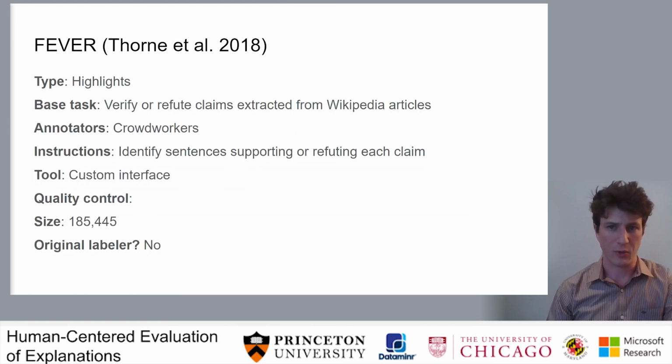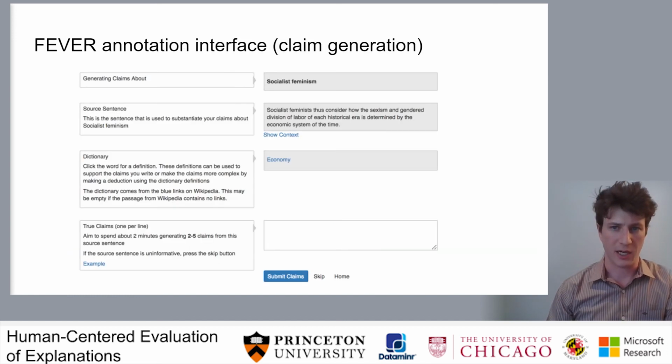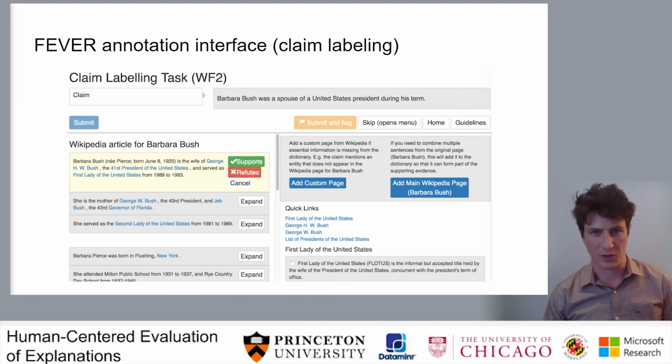sentences. Another recent reading comprehension example is Fever, which involves verifying or refuting claims extracted from Wikipedia articles. Many of these claims require reasoning over multiple documents, as in this example, although some do not. By contrast with MultiRC, Fever actually provided sentences to annotators, asking them to generate claims from them, but like MultiRC, it involved a second validation step, asking other annotators to review the claims and their supporting sentences.